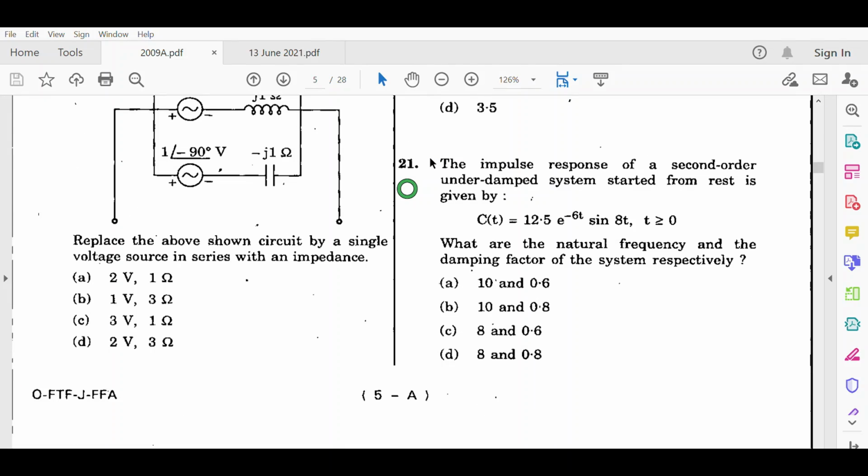Now let us see the 21st question. In the 21st question, the impulse response of a second order underdamped system started from rest is given by C of t is equal to 2.5 into e to the power minus 6t sine 8t for t greater than or equal to 0. What are the natural frequency and the damping factor of the system respectively? They have given us 4 options. Now let us try to solve this problem.